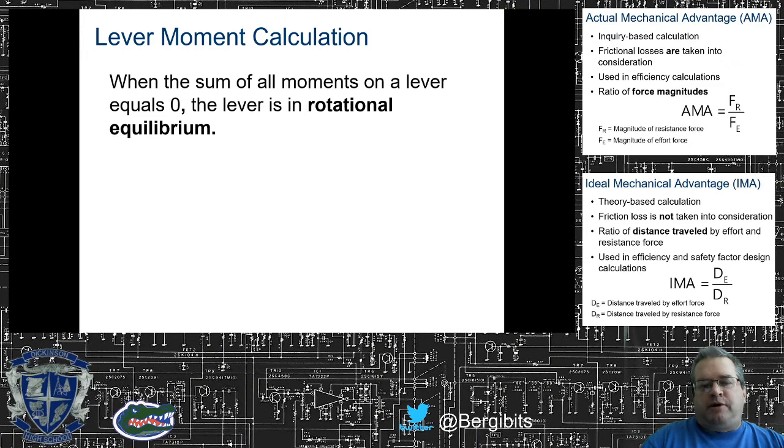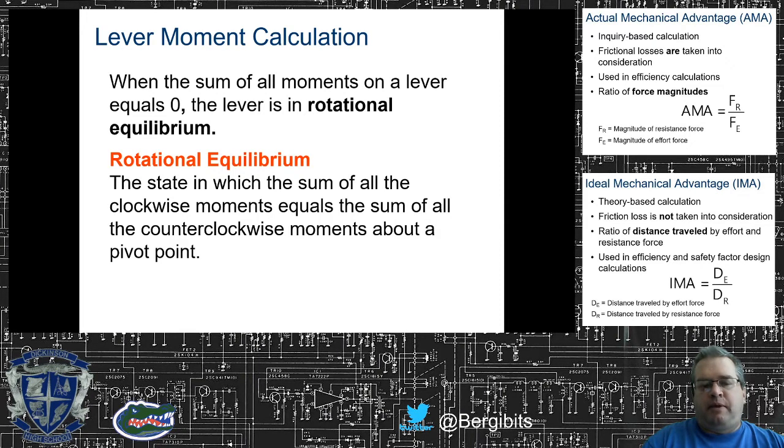Now we're going to say, okay, rotational equilibrium is when all moments equal 0. Rotational equilibrium is when the sum of all clockwise moments equals the sum of all counterclockwise moments. Let me back up. Clockwise and counterclockwise moments are equal on each side.